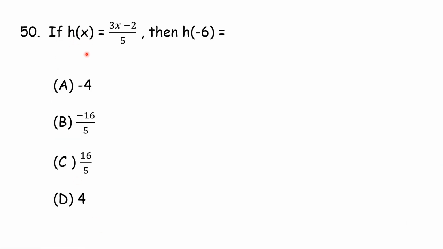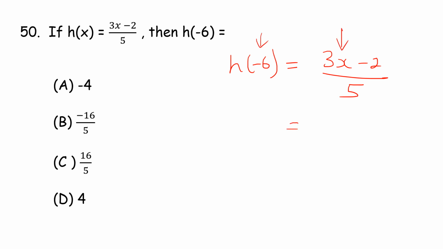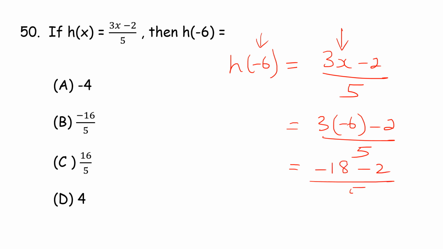If h of x is (3x minus 2) over 5, then h of negative 6 would equal what? So we're going to substitute h of negative 6 into (3x minus 2) over 5. Wherever you see x, you're going to replace it with negative 6. So we're going to get (3 times negative 6 minus 2) over 5. So 3 times negative 6 is negative 18, minus 2, over 5.